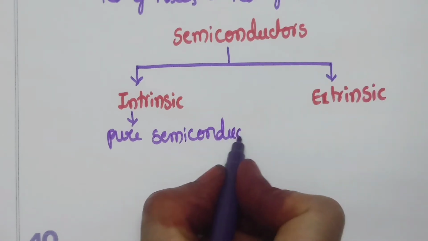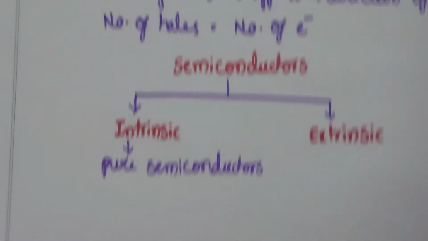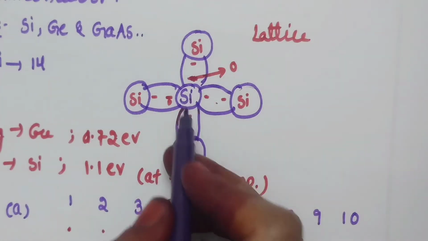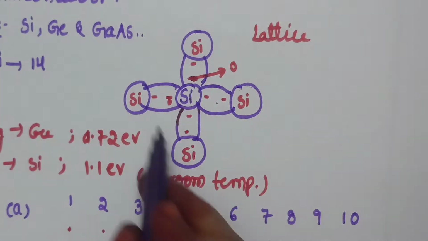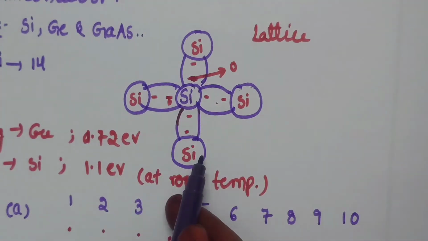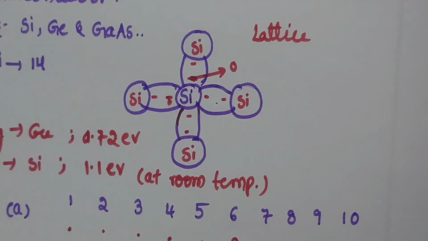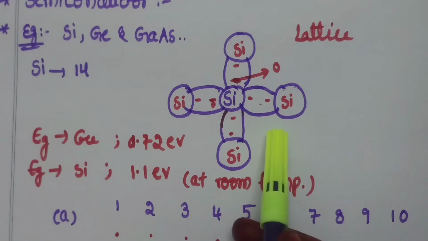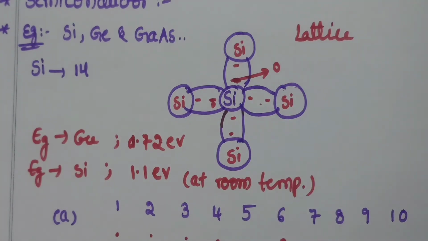For example, see this structure discussed above. This is a pure semiconductor because all the atoms here are silicon. There are no other atoms involved here. So this is an example of an intrinsic semiconductor. And the free electrons are only due to natural causes, that means an increase in temperature, thermal agitations, etc.